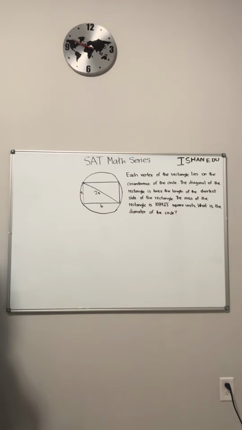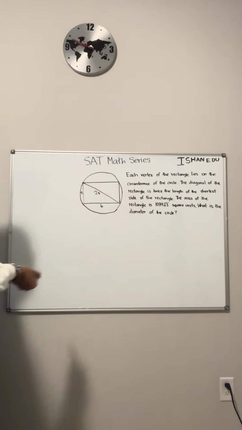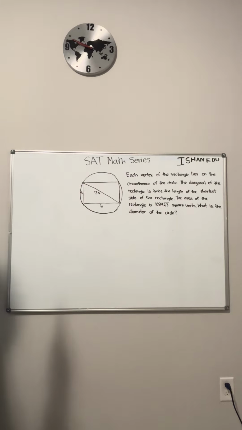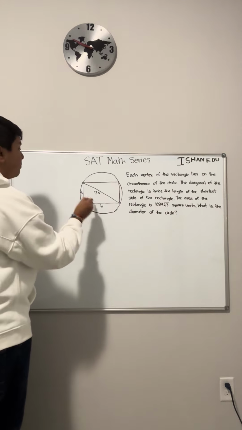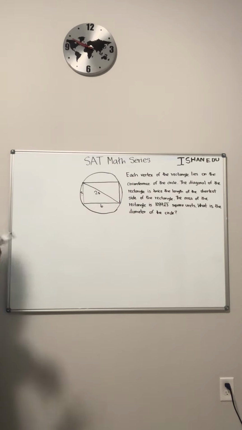So let's take a look at this question. Each vertex of the rectangle lies on the circumference of the circle, which means each point is located somewhere on the perimeter of the circle. The diagonal of the rectangle is twice the length of the shortest side of the rectangle. So make sure to make this diagram on your scratch paper and highlight the points and note that this is 2 times the shortest length. The area of the rectangle is 1089 root 3 square units, so what is the diameter of the circle?